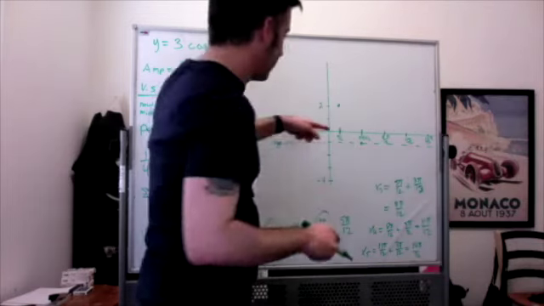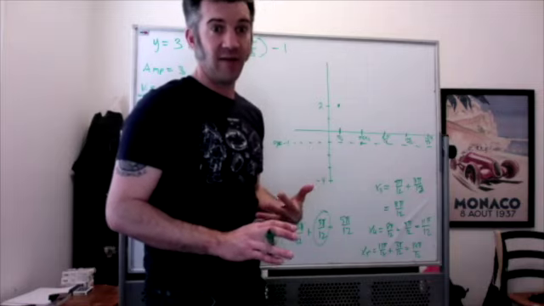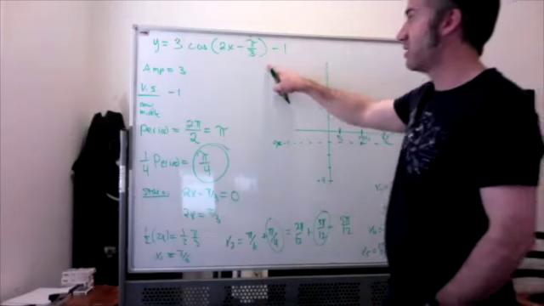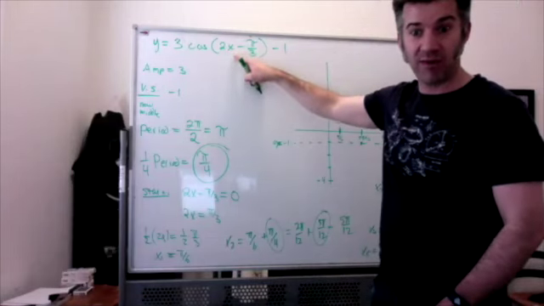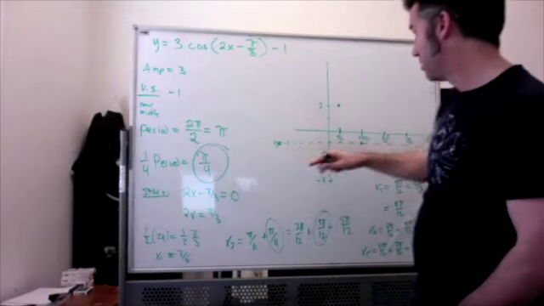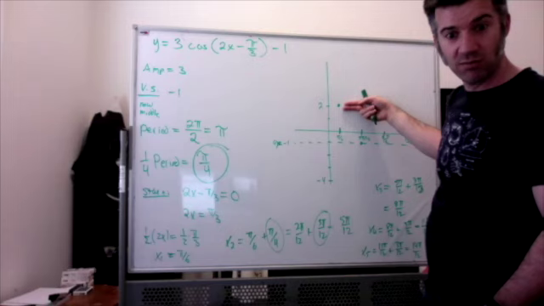But the reason we're picking these points in particular is because they're the points where we have the nice highs and the lows. Right? If you plug in pi over 6, 2 times pi over 6 is pi over 3. Pi over 3 minus pi over 3 is 0. We know that cosine of 0 is 1. So 3 times 1 minus 1 gives you that high point of 2.